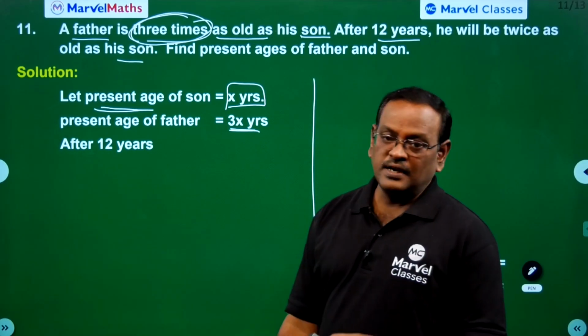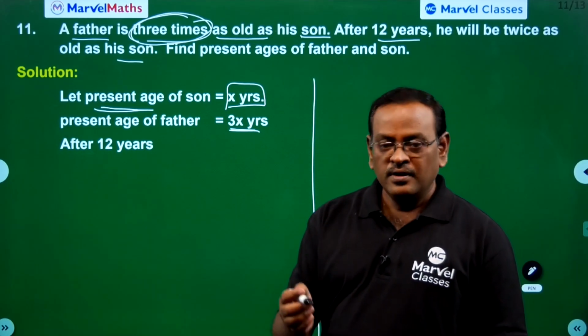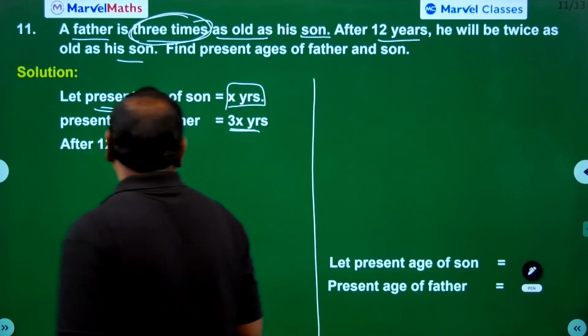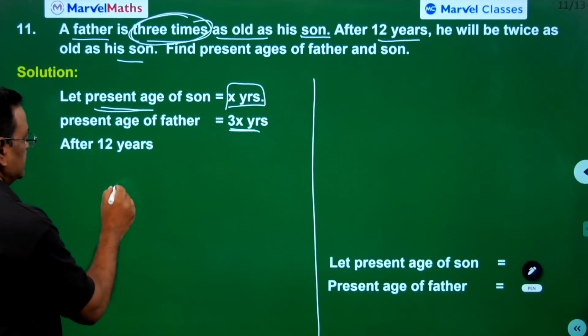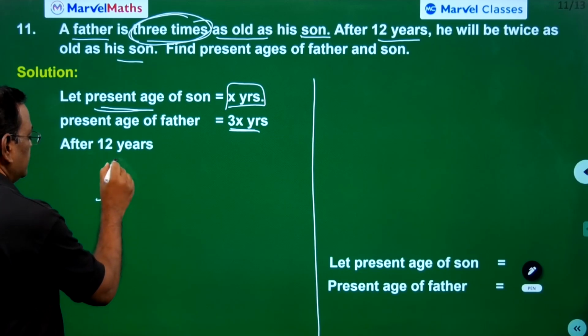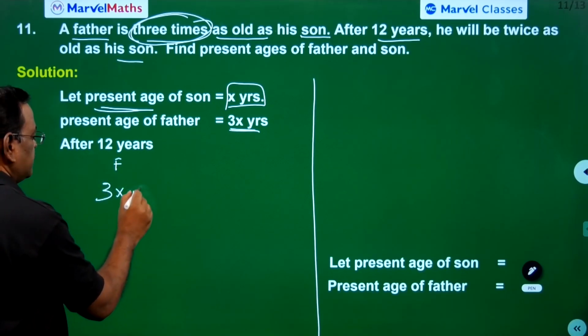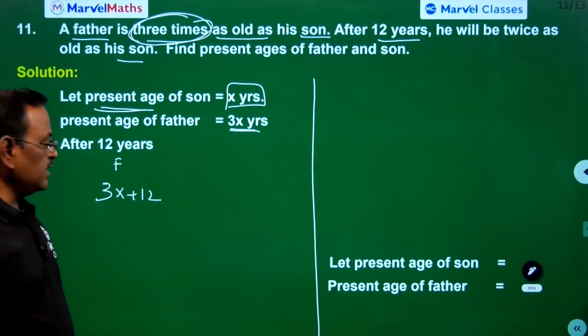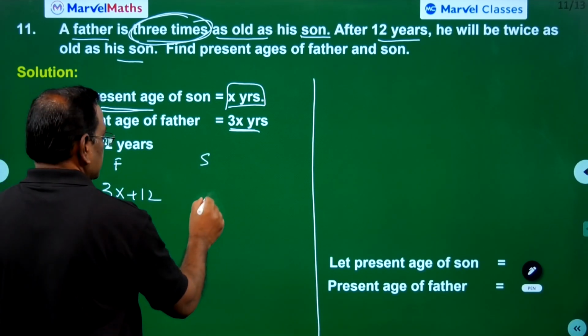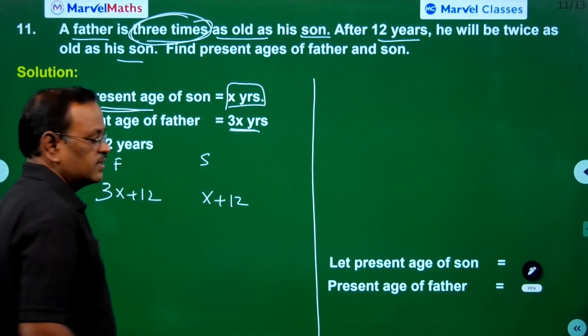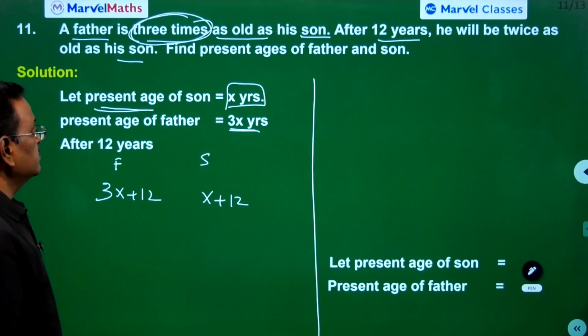After 12 years means you have to add 12 to both the persons. So after 12 years, what is the father's age? Father's age after 12 years is 3x plus 12. And after 12 years, what is the son's age? Son's age is x plus 12. Add 12 to both the persons' ages.